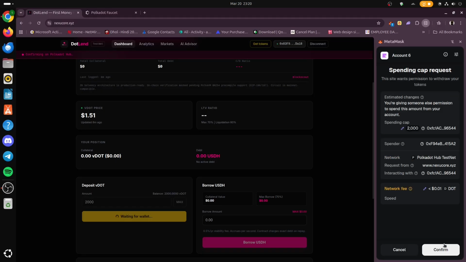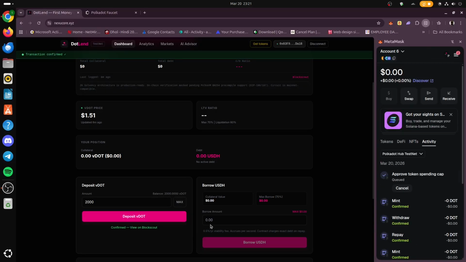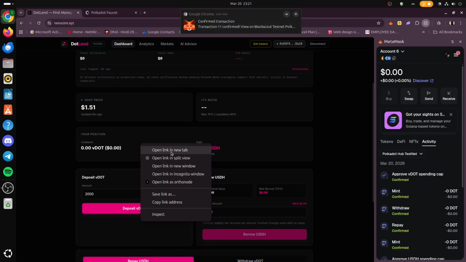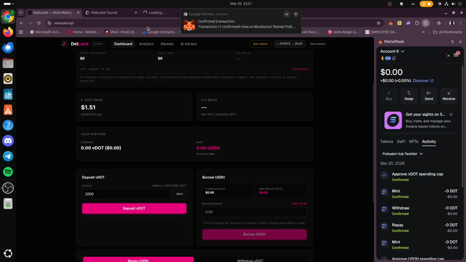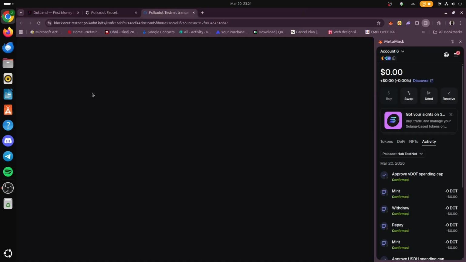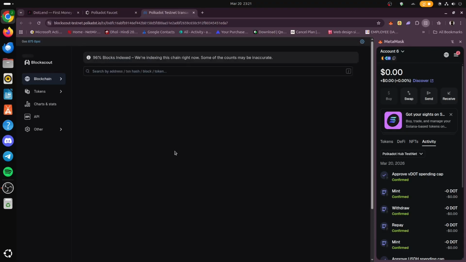You can just click view block scan, open in the new tab, and you can actually verify the transaction over here. See, transaction details. You can verify the transaction over here also. Now let's actually deposit the 2000 vDOT.